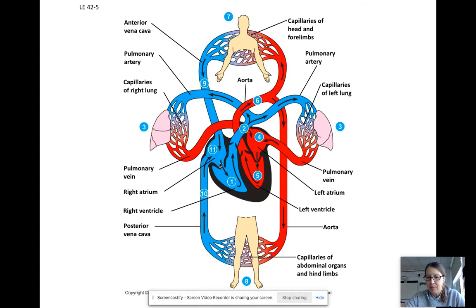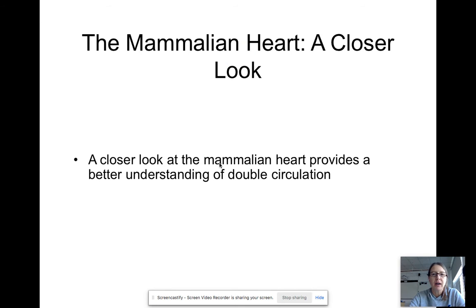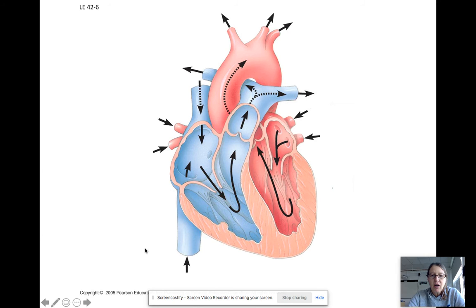There's another animation from the Amoeba Sisters that I think you might enjoy looking at because it kind of shows where things are going a little bit better. And here is the heart. You need to be able to draw and label the heart, but you don't need a fancy drawing like this.